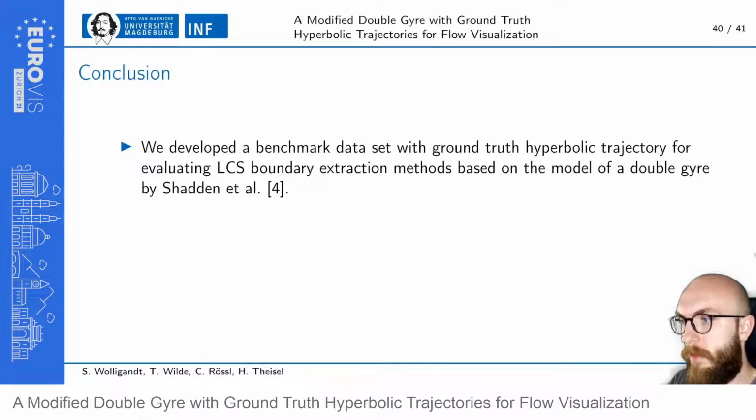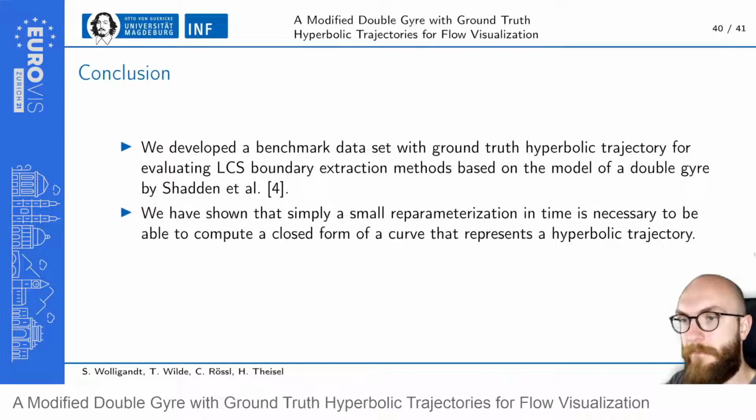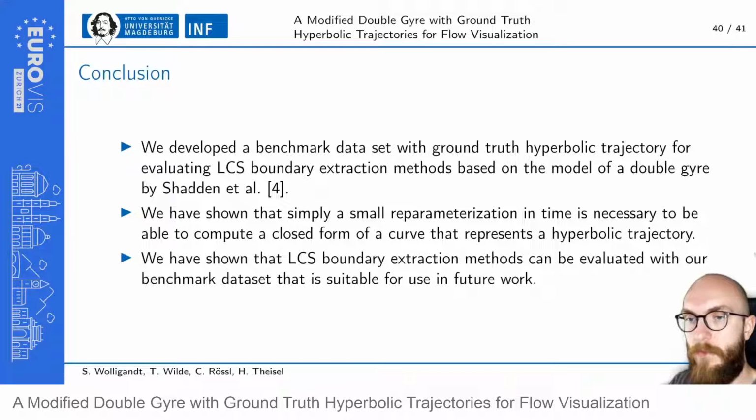Now, to conclude our talk, we developed a benchmark dataset with ground truth hyperbolic trajectory for evaluating LCS boundary extraction methods based on the model of a double gyre by Shadden and colleagues. We have shown that simply a small reparametrization in time is necessary to be able to compute a closed form of a curve that represents a hyperbolic trajectory. And we have shown that LCS boundary extraction methods can be evaluated with our benchmark dataset that is suitable for use in future work.